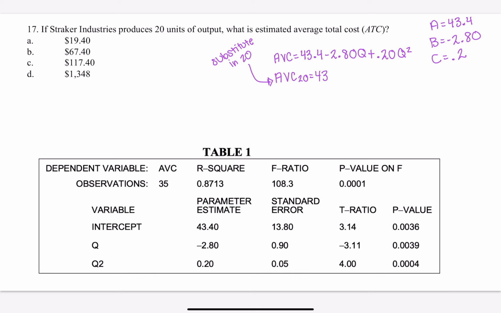So 43.4 minus 2.8 times 20 plus 0.20 times 20 squared, which gives us 67.4. If you go all the way back to the first part where they introduced this question, they tell us that our total fixed cost is $1,000.